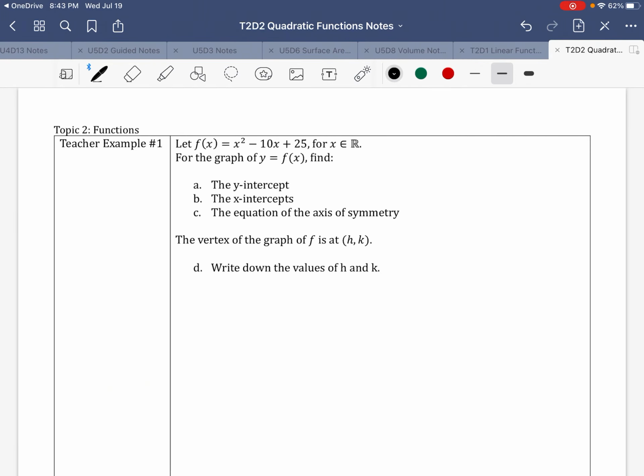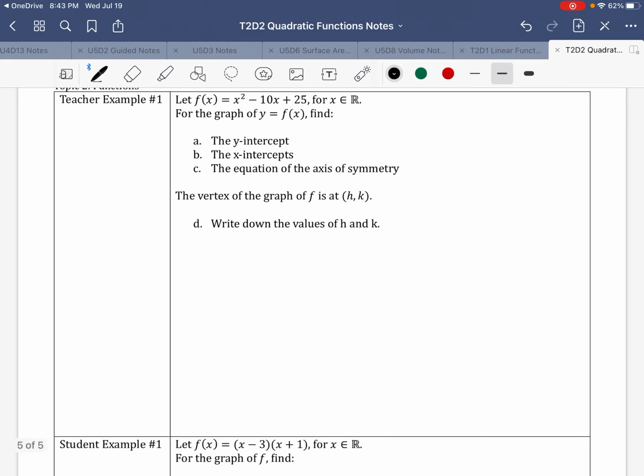So let's go through teacher example number 1. Let f of x equal x squared minus 10x plus 25, where x is a set of all real numbers. For the graph of y equals f of x, find the y-intercept, x-intercept, and axis of symmetry. And then later it's going to ask for the vertex.